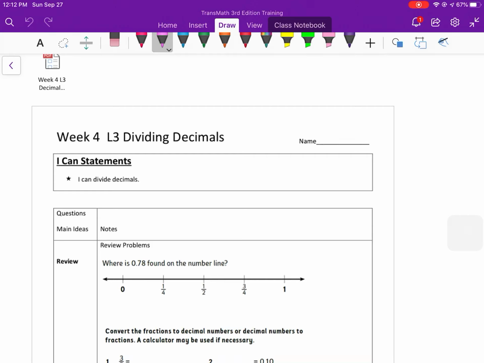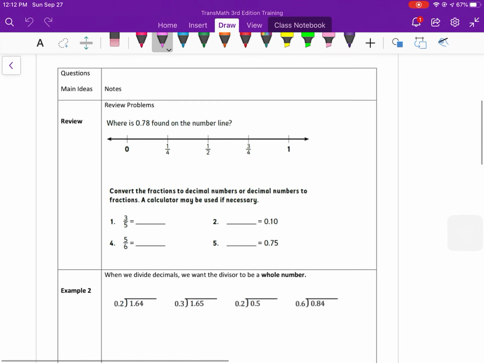Hey class, lesson 3 for week 4. We're going to review a little bit and then talk again about dividing decimals.